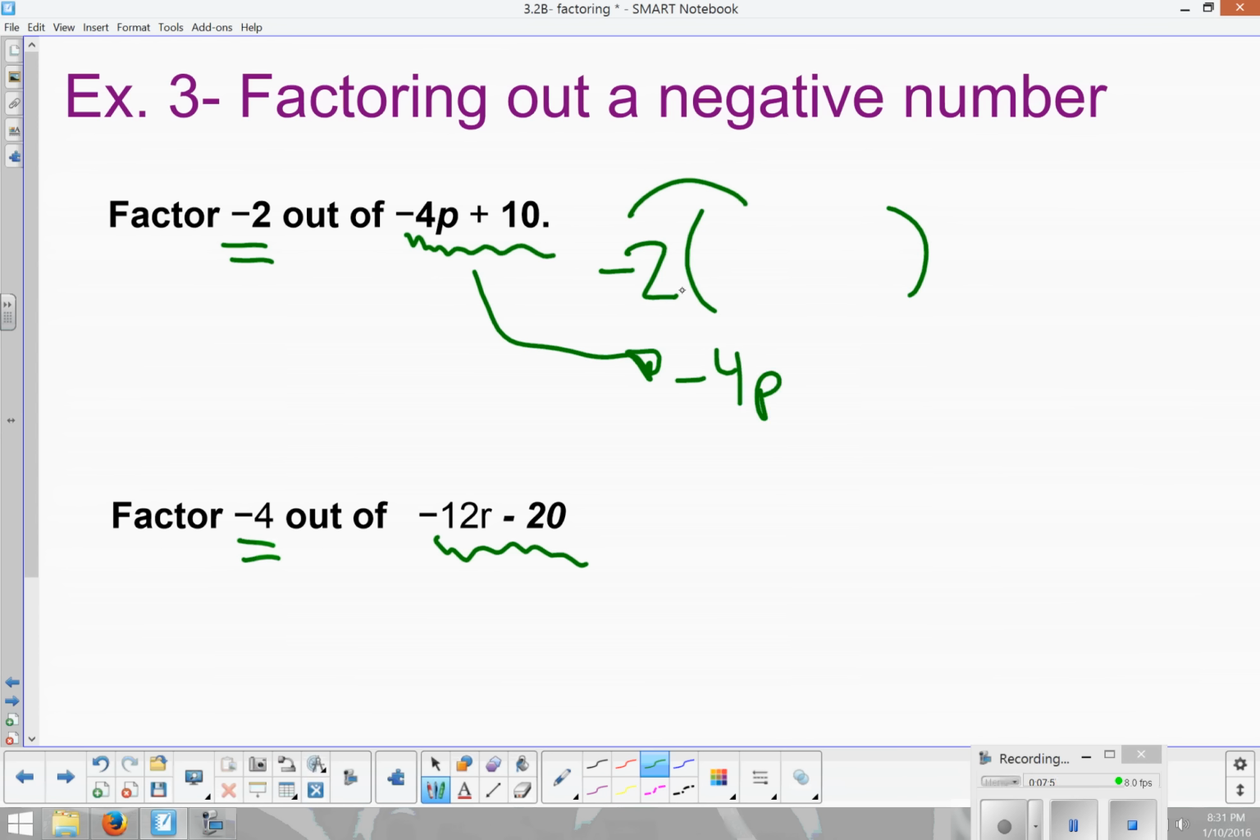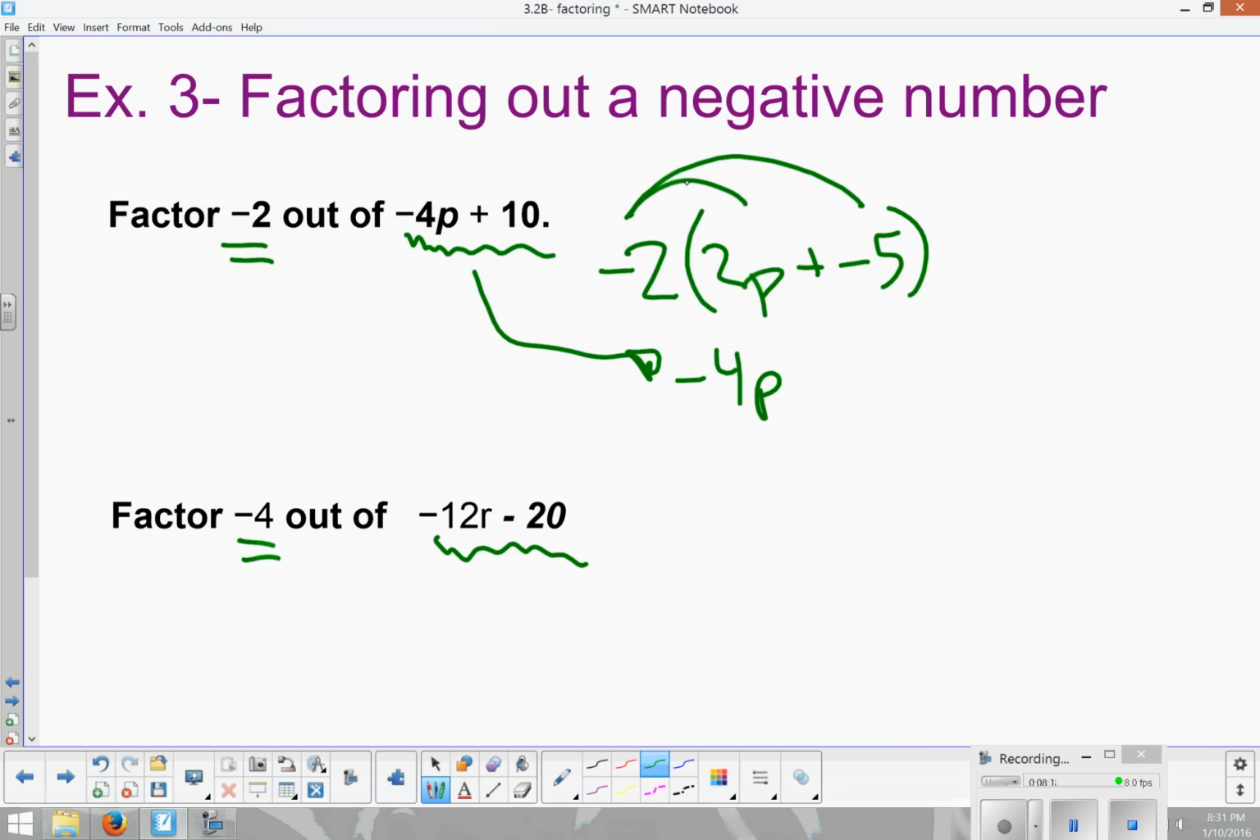Well, -2 times 2 gives me -4. All I'm missing is a p. -2 times what, and don't forget there's a plus, is going to give me 10. Well, I know a negative times a positive is a negative, but I need a positive 10, so a negative times a negative is going to give me a positive. And since I need it to be 10, it's going to be 5.